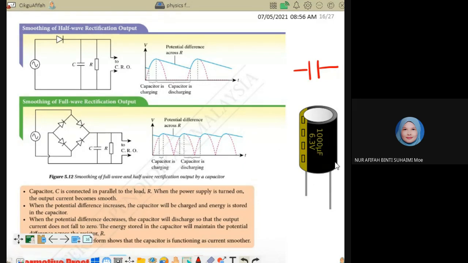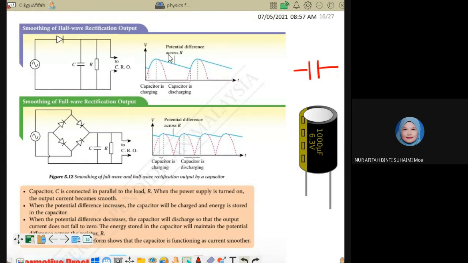So this one is capacitor. We use it to smooth the current. Okay, we must put it opposite, or parallel, to the resistance. Okay. When the power supply is turned on, the output current become smooth. Okay, the output current become smooth. How it function? It store the charge. It charge and discharge. It charge and discharge.